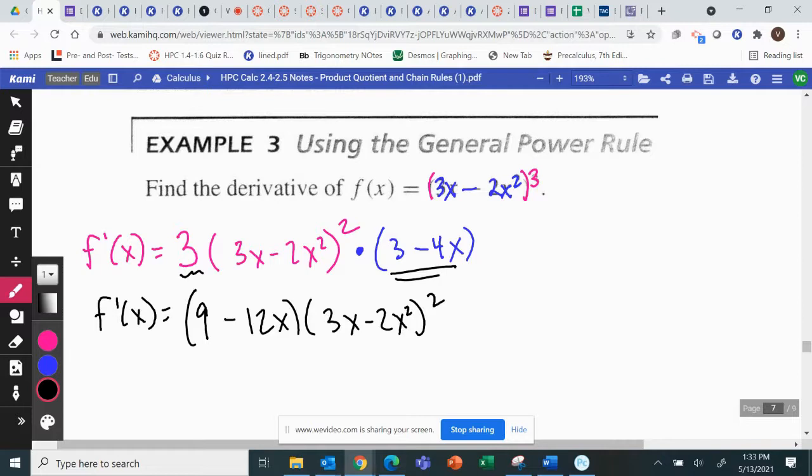I would not multiply that further out. I'll just leave it, because when we go to graph stuff, usually we want it factored. So you don't want to do all the extra work for nothing. Okay, questions?